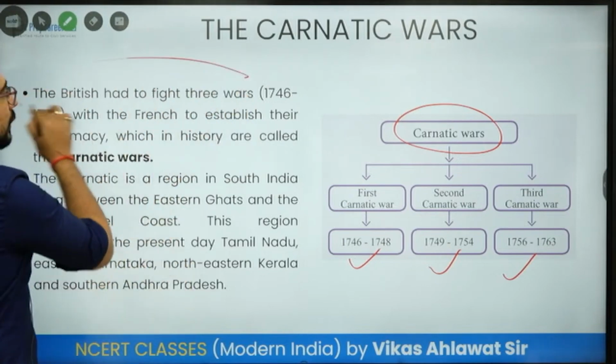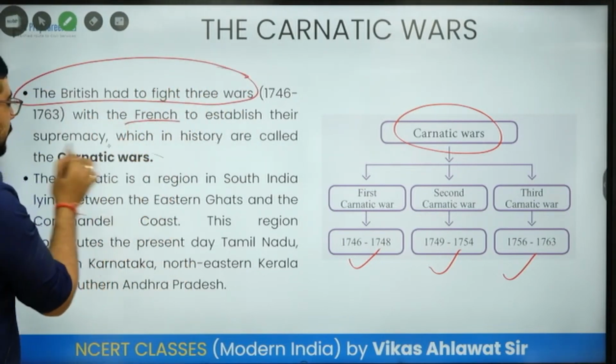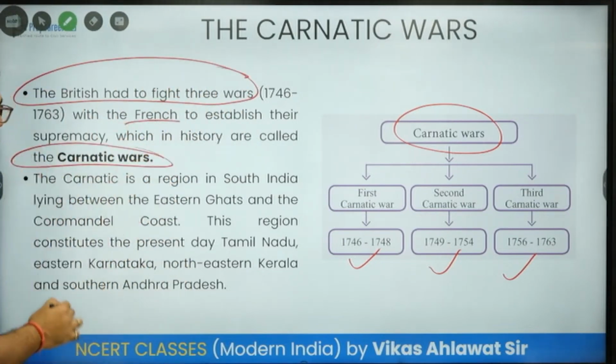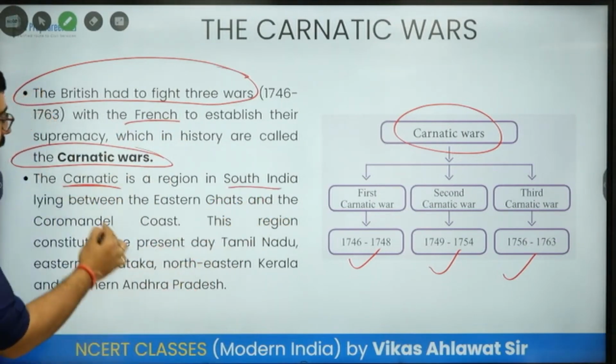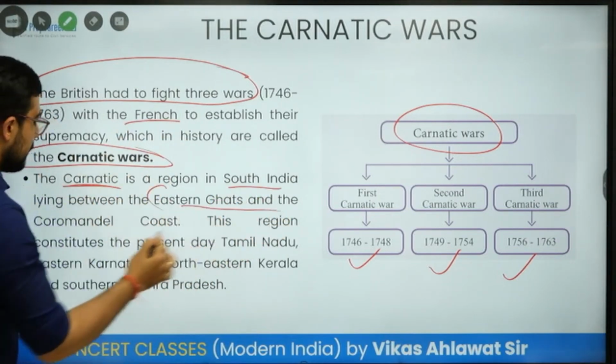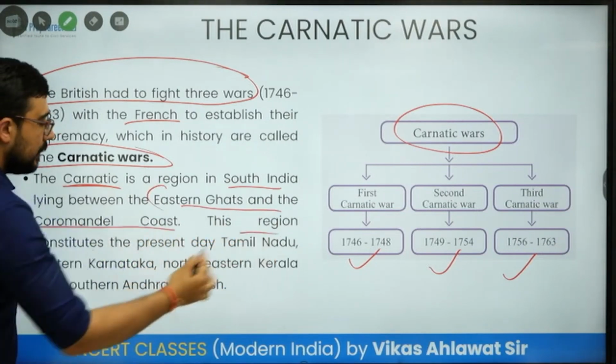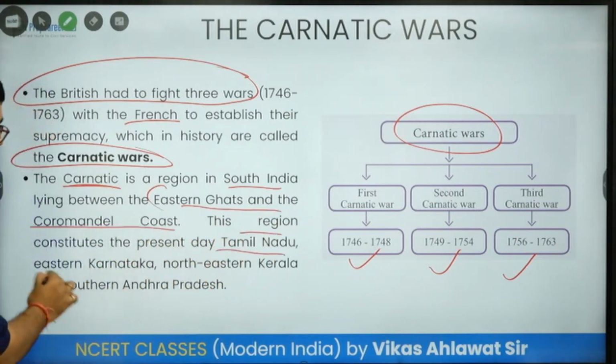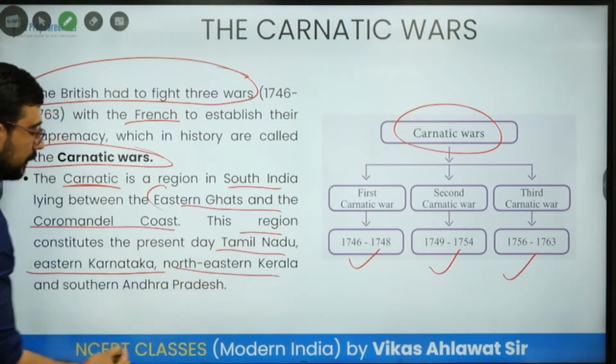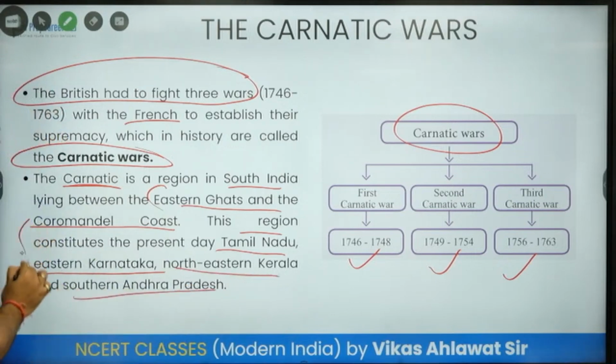The British had to fight these 3 with the French, and eventually they are known as Carnatic War. Whenever somebody says Carnatic, this is the region in South India lying between Eastern Ghats and the Coromandel coast. This region includes present day Tamil Nadu, Eastern Karnataka, Northeast Kerala and Southern Andhra Pradesh.